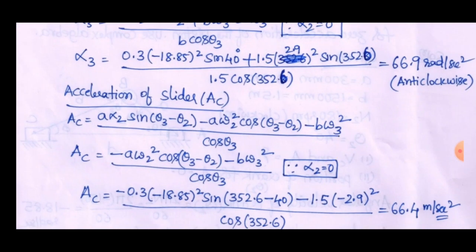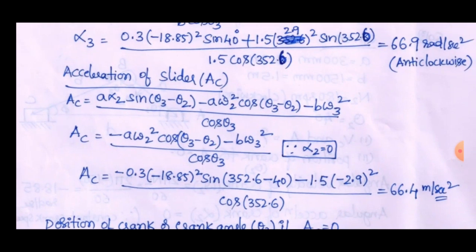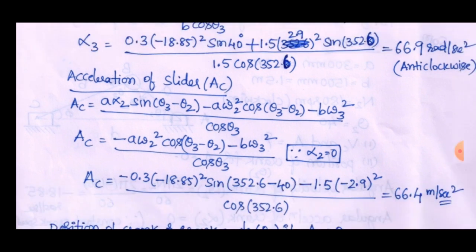So acceleration of slider, that is AC. So AC is equal to formula write down. Once again, here the first term in the numerator contains alpha 2. As it is 0, therefore this first term cancels. So therefore AC is equal to minus a omega 2 square into cos of theta 3 minus theta 2 minus b omega 3 square by cos theta 3. Then substituting all the values and simplifying, I am going to get acceleration, that is linear acceleration of slider AC is equal to 66.4 and units are meter per second square.